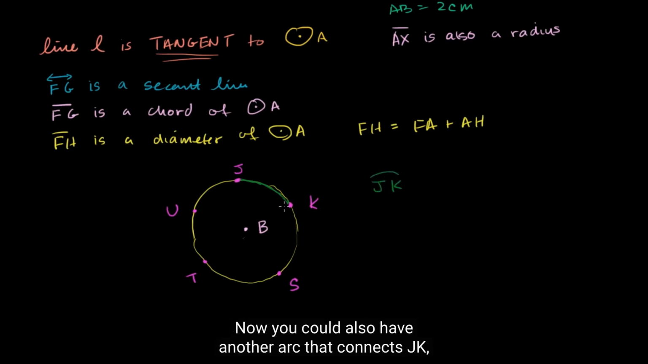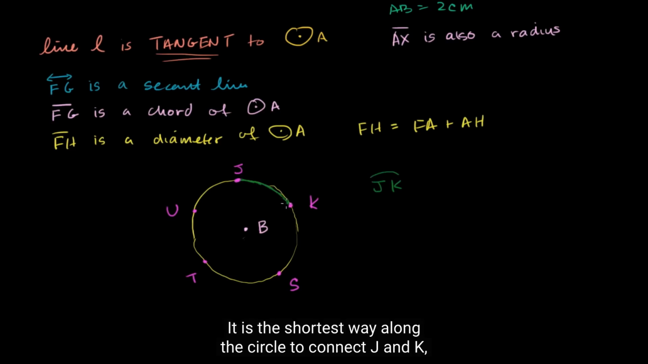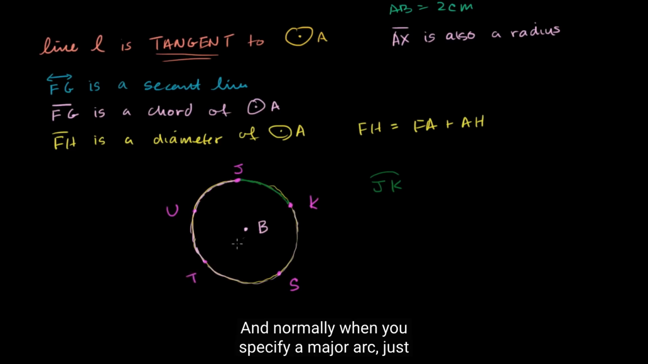Now you can also have another arc that connects J and K. This is the minor arc. It is the shortest way along the circle to connect J and K, but you could also go the other way around. You could also have this thing that goes all the way around the circle, and we would call that the major arc. And normally when you specify a major arc, just to show that you're going the long way around, the way that it's not the shortest way to get between J and K, you'll often specify another point that you're going through.